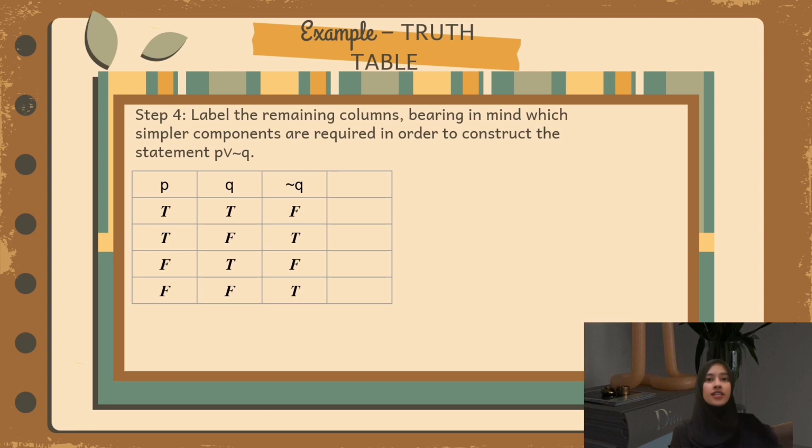In order to construct the statement P disjunction negation Q, we need a column for P and a column for negation Q. The truth table already has a column for P and a column for Q, so we now label the next column negation Q. We fill in the column by referring to the values in the column for Q. Every entry in the column negation Q will be the opposite of the corresponding entry in the column for Q. So if the column of Q is true, false, true, false, then negation Q will be false, true, false, true.